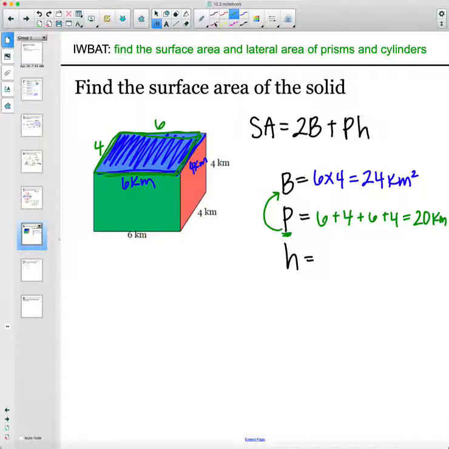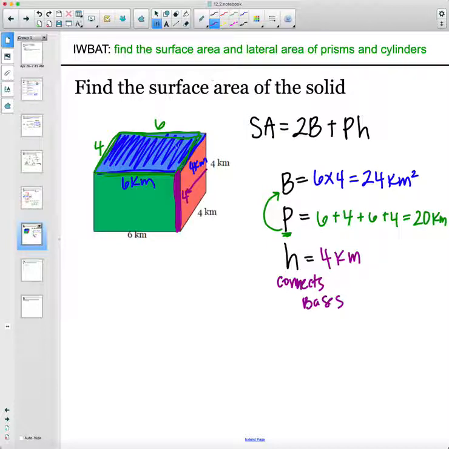Then you want the height of the 3D shape. Remember, height connects bases. The top part is the base, so down to the other base, that's your height connecting to the other base. So the height here is 4, this same measurement here. The height of this shape is 4 kilometers.